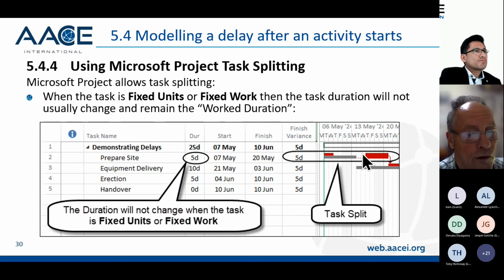So the duration from the start to the end of the task is actually 10 days. That's the whole duration with 5 days of non-work in the middle. And if we're using fixed units or fixed work, then the duration does not change when you split the task.